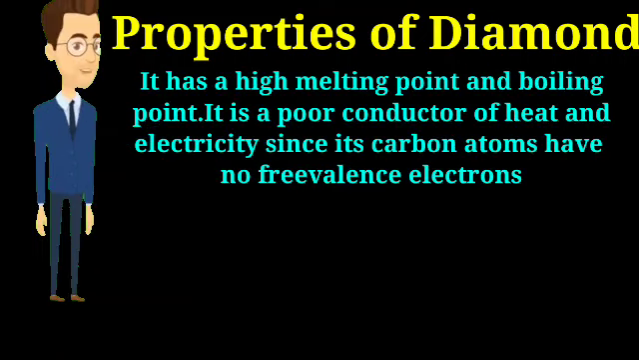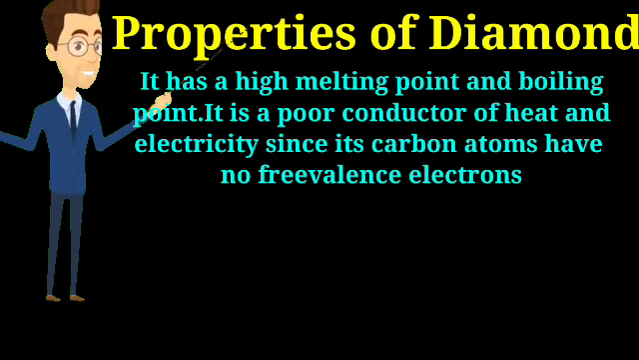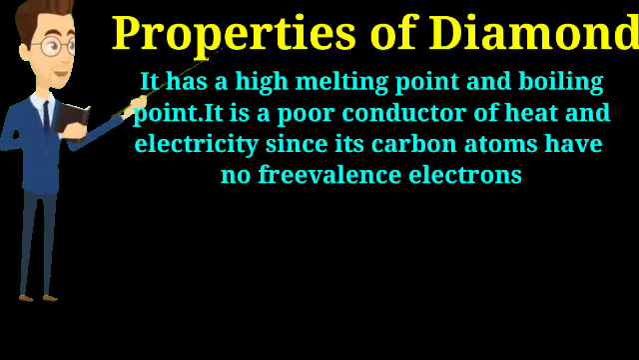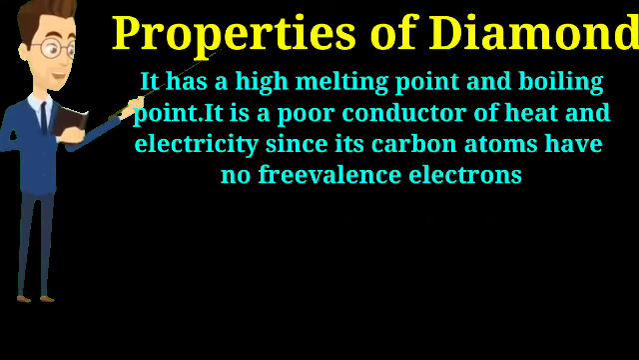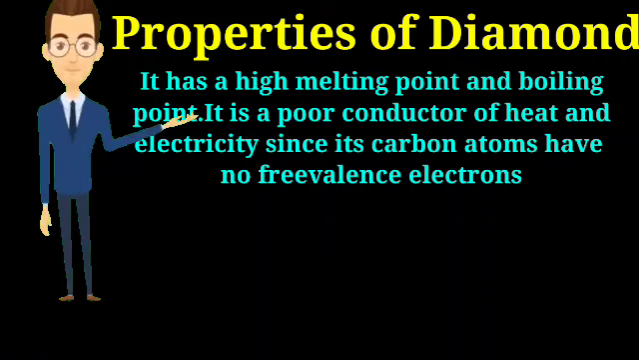The second property is that it has a high melting point and boiling point. It is a poor conductor of heat and electricity since its carbon atoms have no free valence electron. Yes, my dear students, diamond is a poor conductor of electricity because of the absence of free electrons. But in the case of graphite, it is a conductor of electricity, and about the electrical conductivity we will talk about it in the next classes.